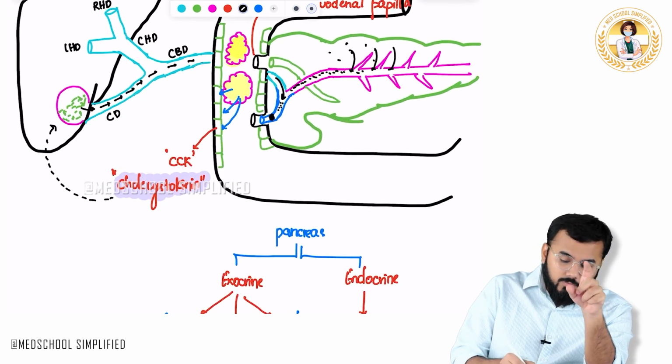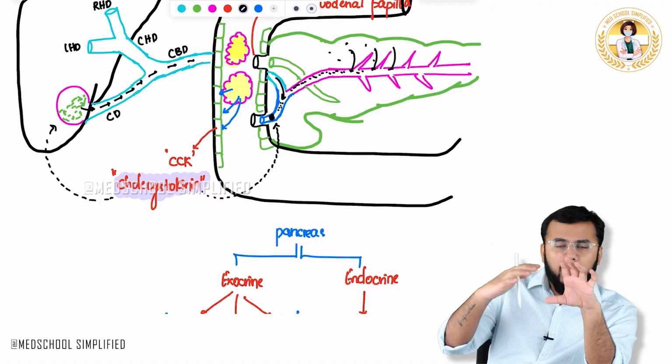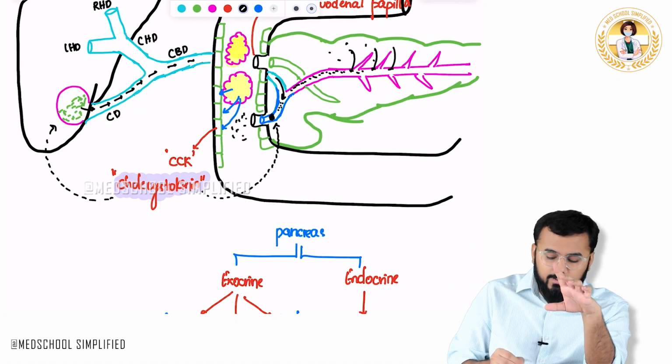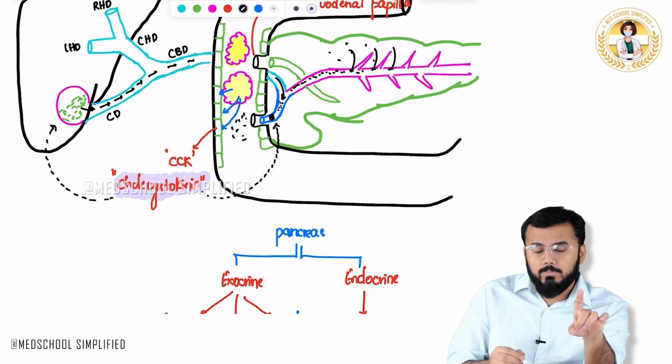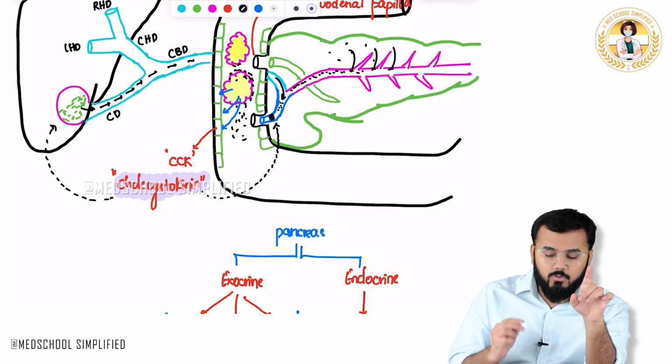Now, the second function of cholecystokinin is that it will go all the way and cause relaxation of the sphincter of Oddi. Once the sphincter of Oddi gets relaxed, what is happening? The entire bile along with the enzymes flows into your duodenum. Which part of the duodenum? The second part of the duodenum, and they start emulsification of fats.